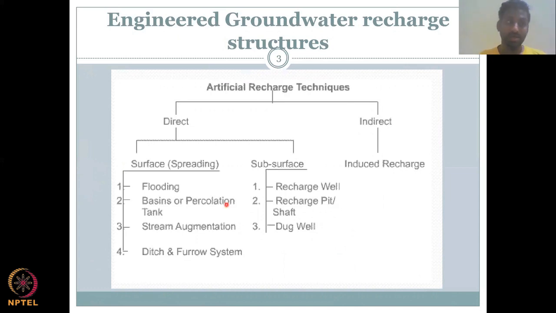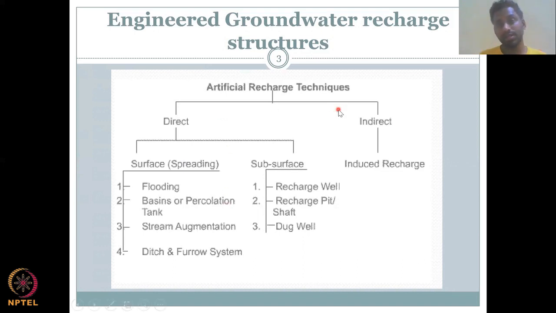If it is nature based, it is like forest, where you have more infiltrating, percolating soil, with multiple nature-based solutions to increase the recharge. However, the speed is still low. So for that, there are a lot of artificial recharge techniques, which involve a lot of engineering aspects. Let us look at some of them in this class today.